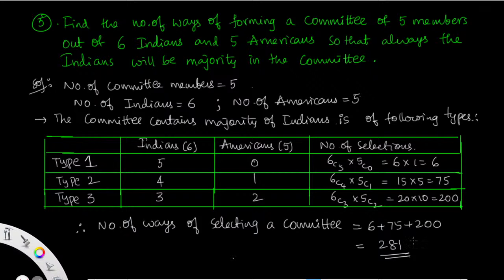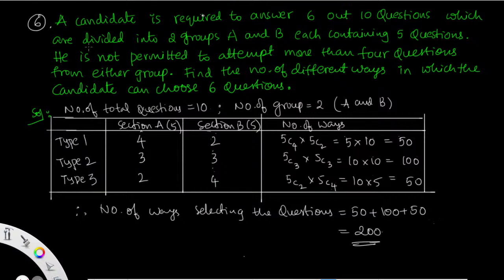Then you get 281 ways by adding 6 plus 75 plus 200. This is the number of ways of forming a committee of 5 members. That is 281 ways. Next, go to the sixth question.